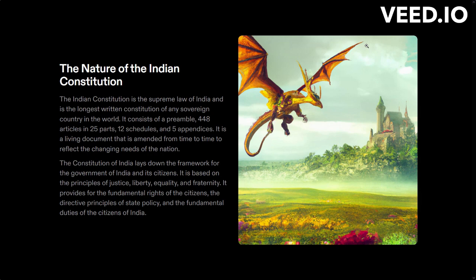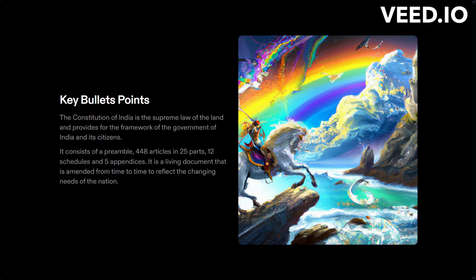The Constitution of India is the supreme law of the land and provides for the framework of the government of India and its citizens. It consists of a preamble, 448 articles in 25 parts, 12 schedules, and 5 appendices. It is a living document that is amended from time to time to reflect the changing needs of the nation.